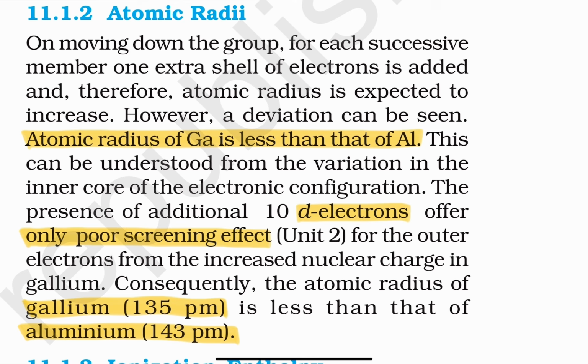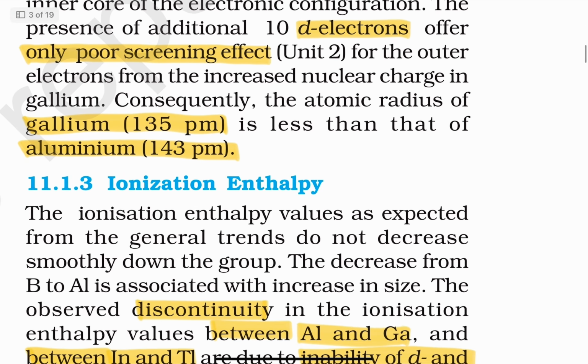Now regular points I am not taking. I am just taking the important lines. The presence of additional 10 d electrons offers only poor screening effect. Gallium 135 picometers, aluminum 143 picometers. Down the group it should increase, but it is decreasing.